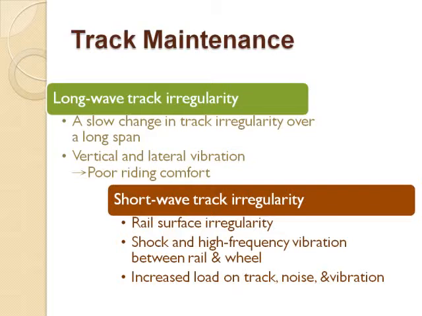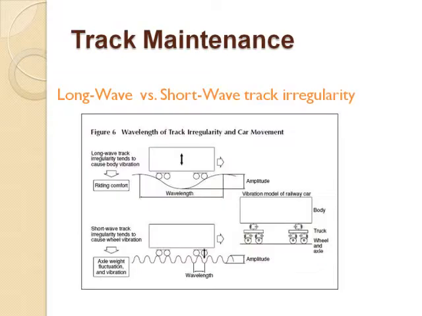Short wave track irregularity is rail surface irregularity. It is shock and high frequency vibration between rail and wheel, so it can increase load on track, noise, and vibration. As you can see on the picture, the long wave track irregularity mainly affects the body, while the short wave track irregularity affects the wheels.